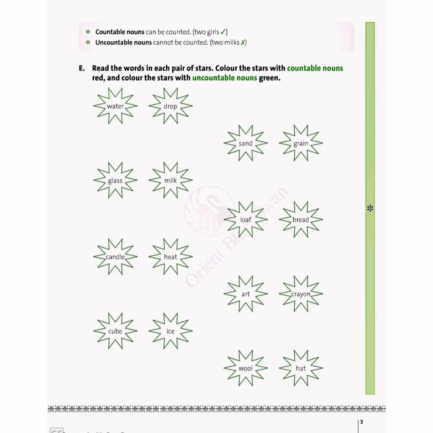Next is wool. Wool is uncountable so we will color this with green. Next is hat. We can count hat, 1 hat, 2 hats, 3 hats, 4 hats. So this will be a countable noun and we will color this with red. This is how you are going to complete this exercise, page number 2 and 3 of worksheet number 1.